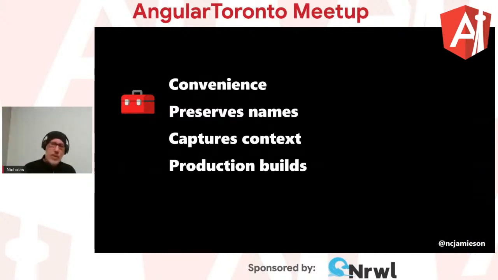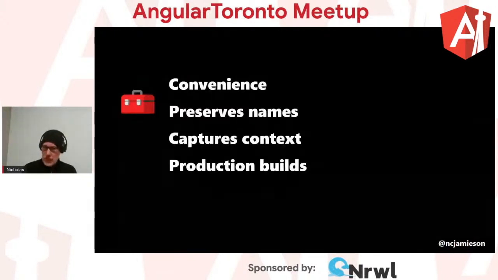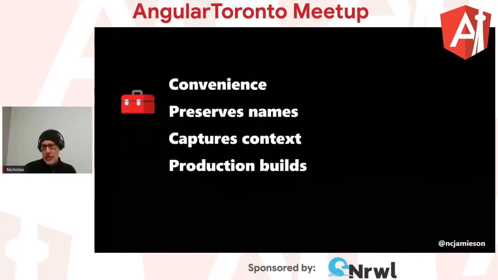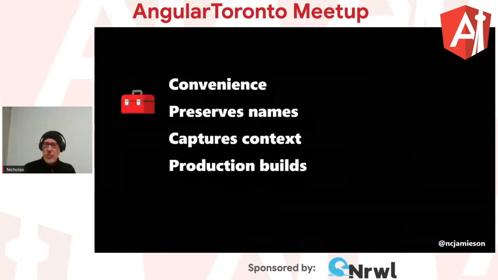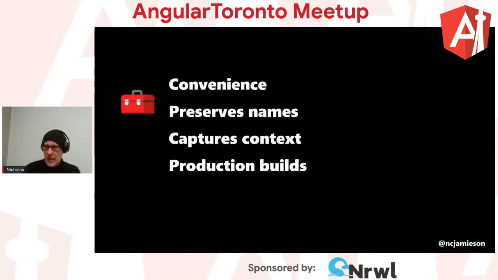So the transformer, when it's running in dev mode, will add these functions and capture the names and the context so that you get an accurate representation of your composed observable in the tools. But when you're running in production mode, it doesn't do that. Not only that, it will also remove any tag operators.